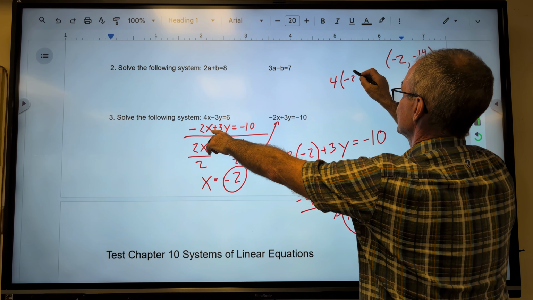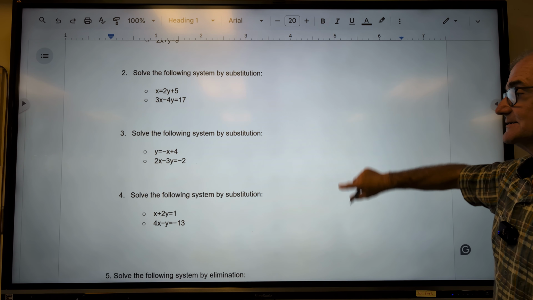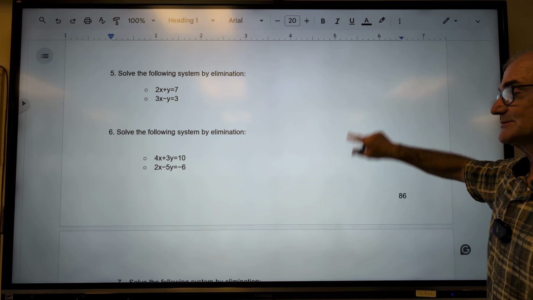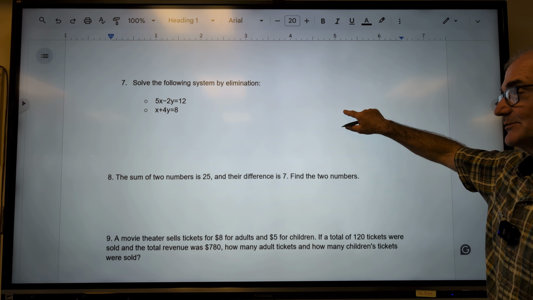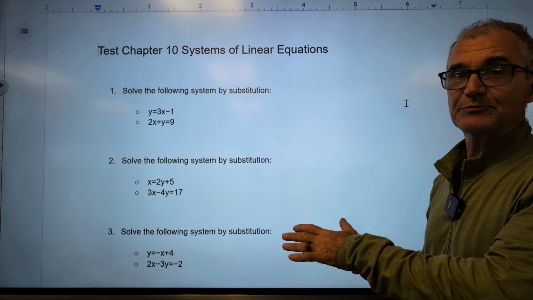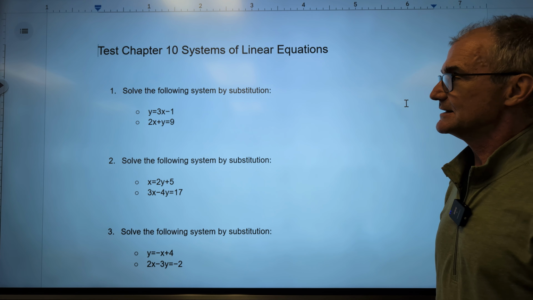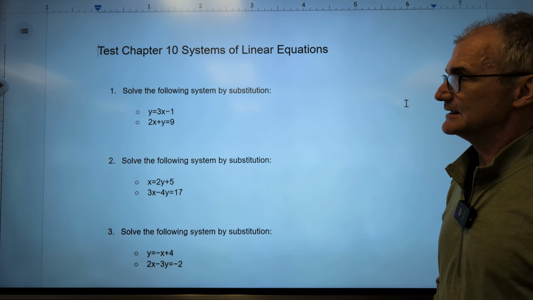Next step is this test on Chapter 10, Systems of Linear Equations. You could do some of them by substitution, some of the problems by elimination, and then I have a couple of word problems at the end here. All right, after you've paused the video and taken this whole test on your own, I'm going to run through it right now. Take some notes of your own.